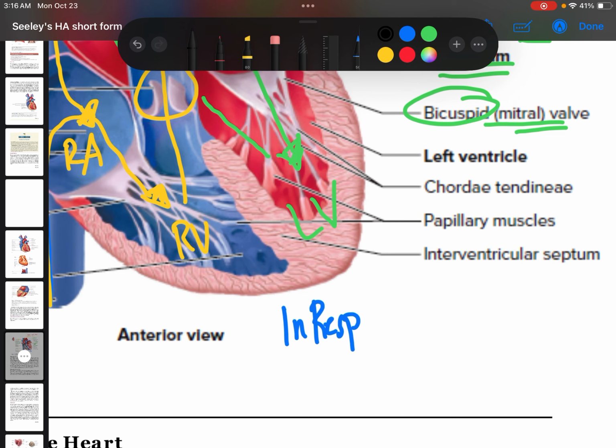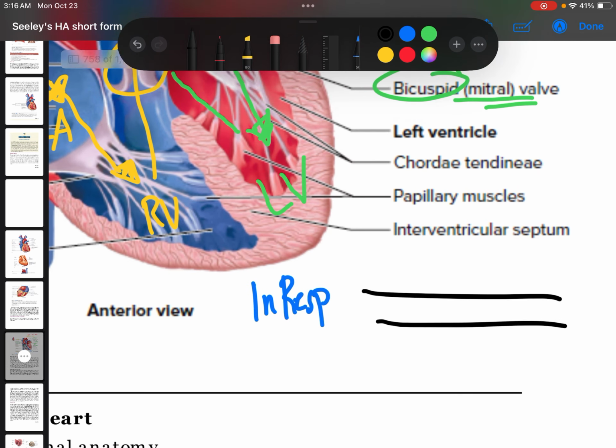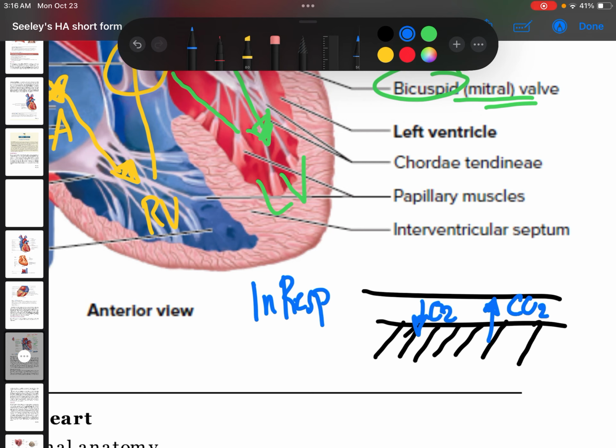In internal respiration, class, this is the blood vessel. This is the tissue. Let's say this is the tissue. Okay? Oxygen will enter the tissues and carbon dioxide will exit the tissues. This will make the blood unoxygenated.